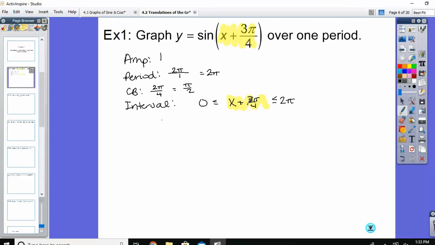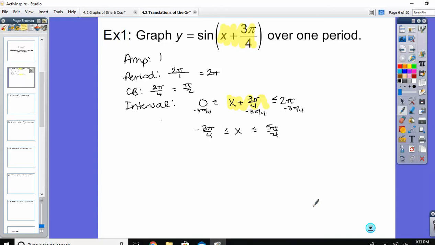Now I want to solve this for x. So if you want to make the x by itself, you have to subtract 3 pi over 4. So I get negative 3 pi over 4, less than or equal to x, less than or equal to 2 pi minus 3 pi over 4 gives me a 5 pi over 4.